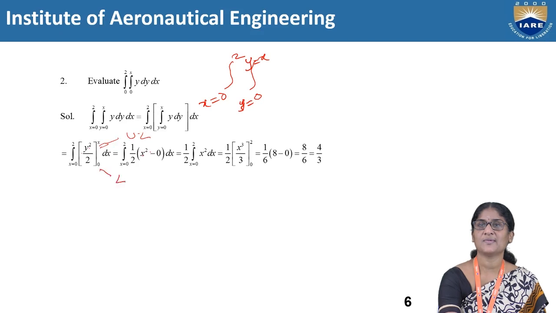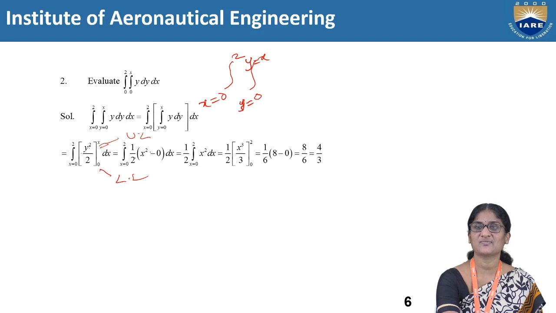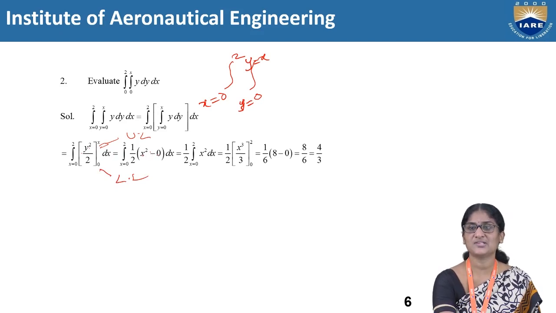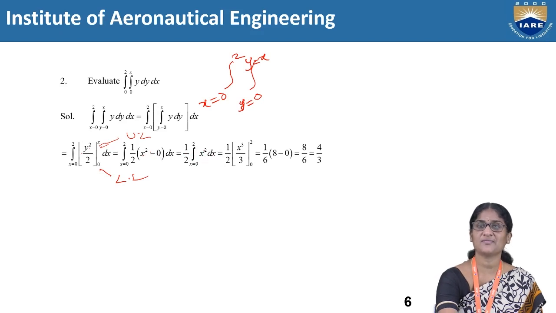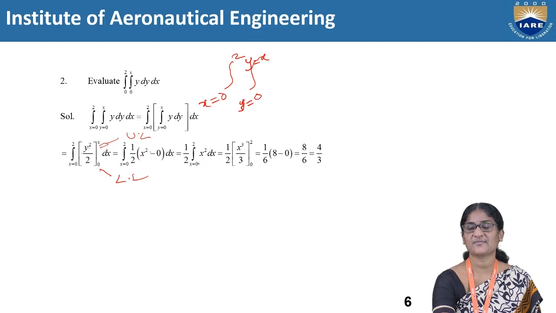First you have to apply the upper limit. So wherever y is there, you just substitute x. So x square minus 0, so x square into dx. Now everything is converted into a single variable. Here we had a double integral; we have changed y in terms of x, and converted the double integral to a single integral.